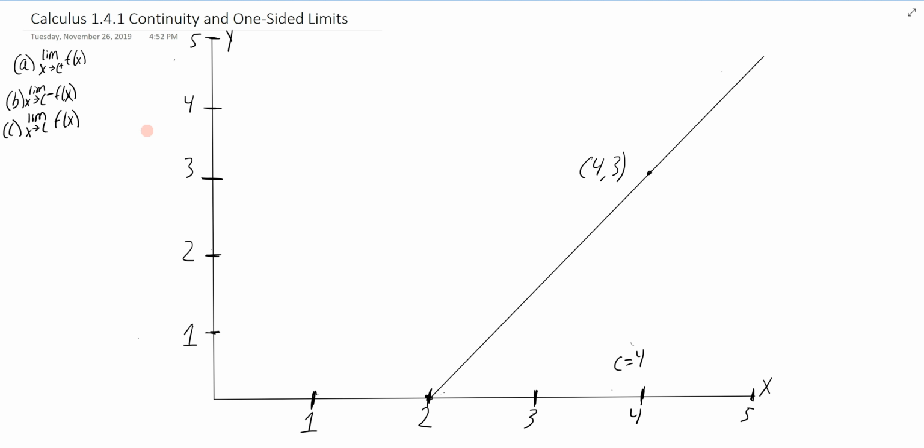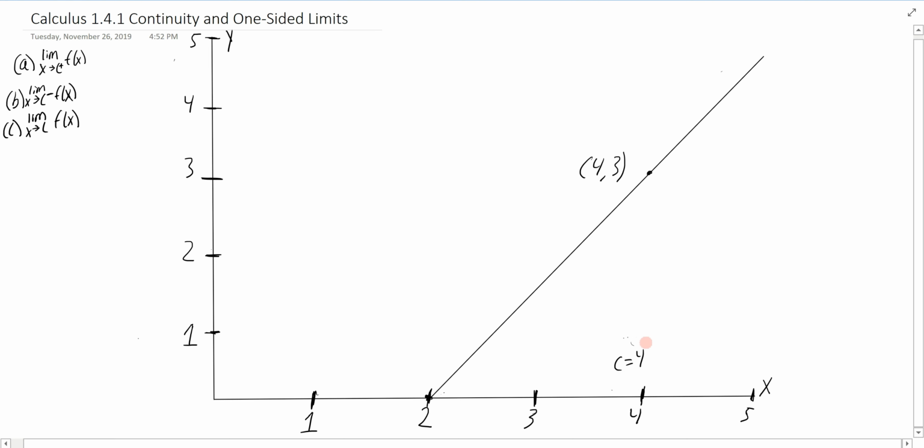Now, if we look at part A here, we're being asked to find the limit as x goes to c plus of f(x). And you might be saying to yourself, what is c plus? c plus basically just means that we're going to be evaluating the limit as x goes to c from the right of f(x). Our c value in this case is right over here. c equals 4. And throughout these three parts of this problem, c is always going to be 4.